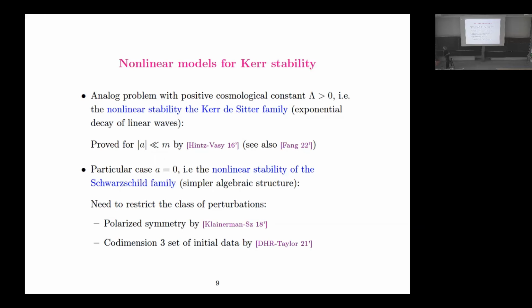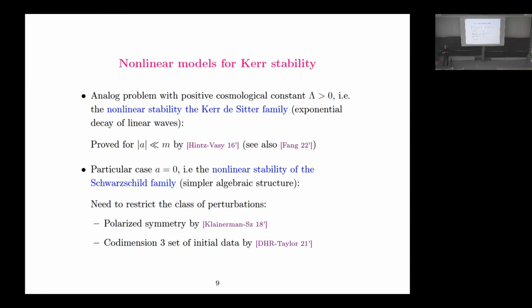And let me also mention that this was later reproved by Ian Fong. Okay, another simplification you can do, if you want to look at the Kerr stability problem, is to stay in the asymptotically flat regime, in which case you still have to deal with this slow polynomial decay of your linear perturbations, but you want to make your algebraic structure simpler.